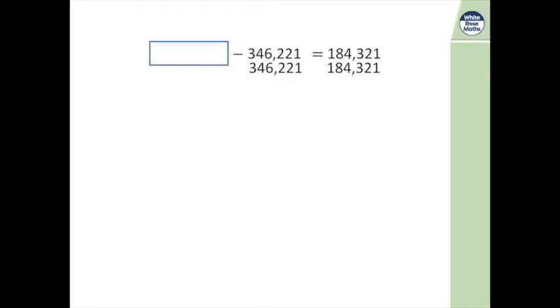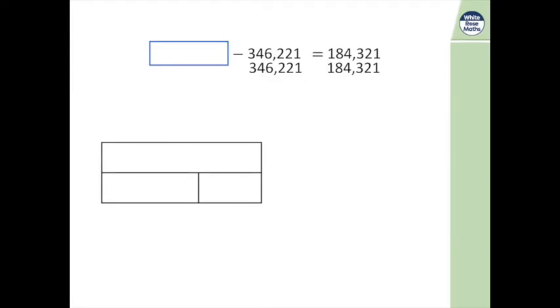This is a missing box problem. We see these very often. Something minus 346,221 equals 184,321. Those numbers are repeated there because they're about to move. Let's use a bar model to help us. There's our bar model. Part plus a part equals a whole. Whole minus a part equals a part. We're going to use that to help us out.